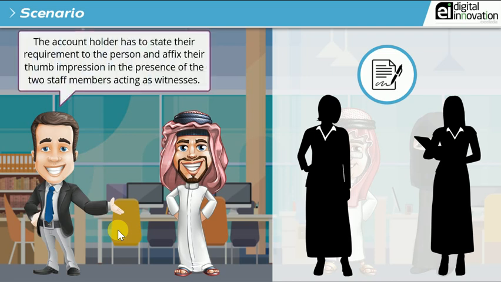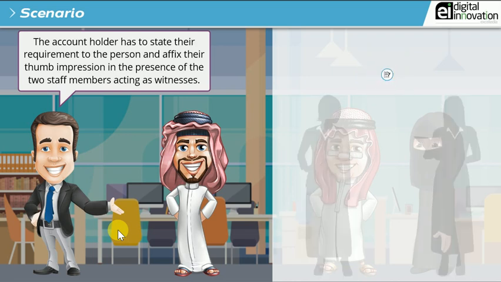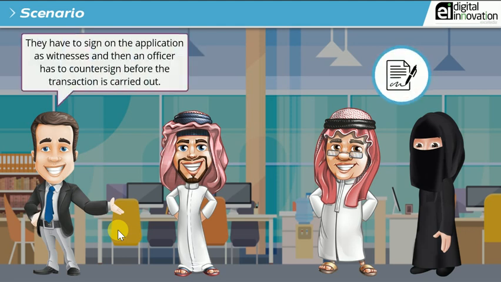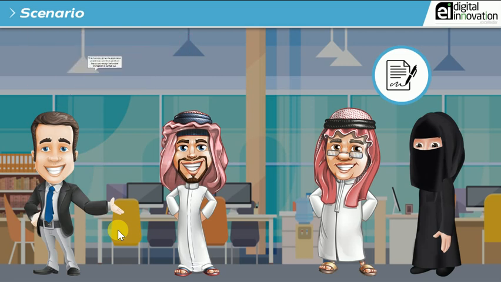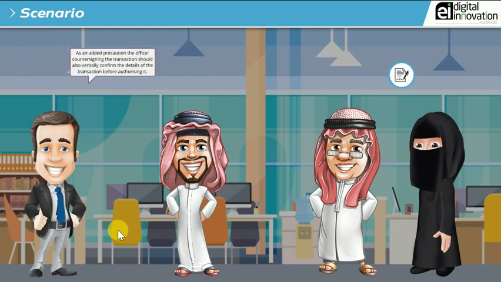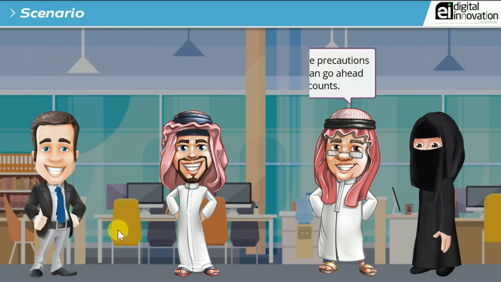The account holder has to state their requirement to the person, and affix their thumb impression in the presence of the 2 staff members acting as witnesses. They have to sign on the application as witnesses, and then an officer has to countersign before the transaction is carried out. As an added precaution, the officer countersigning the transaction should also verbally confirm the details of the transaction before authorizing it. This is good.